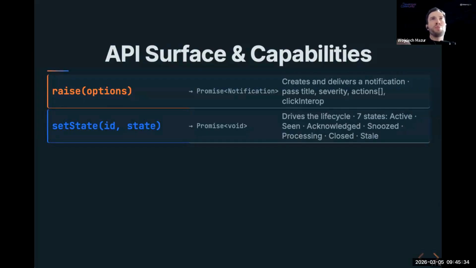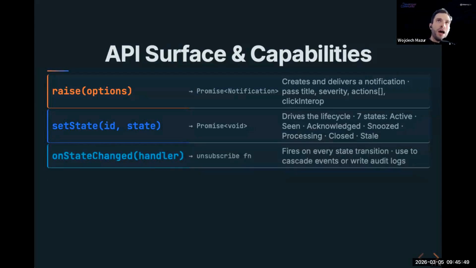The event resolves before anyone acts. Well, you just call the set state, make it stale, for example, and it will disappear cleanly. The compliance signs off, then you just set state to acknowledged, and the audit trail you leave behind is automatic. On state changed, you can subscribe once at startup, and every transition fires your handler regardless of who triggered it. So you can use this to cascade events, cancel related notifications, write to audit log.